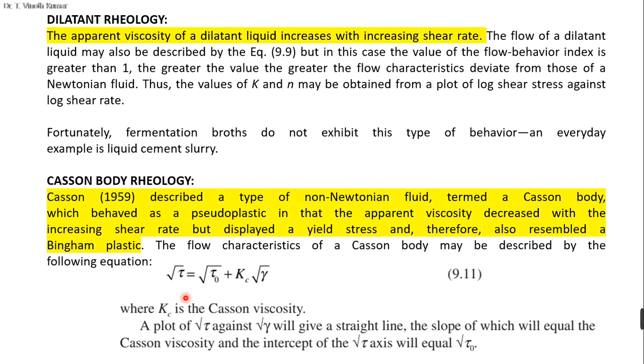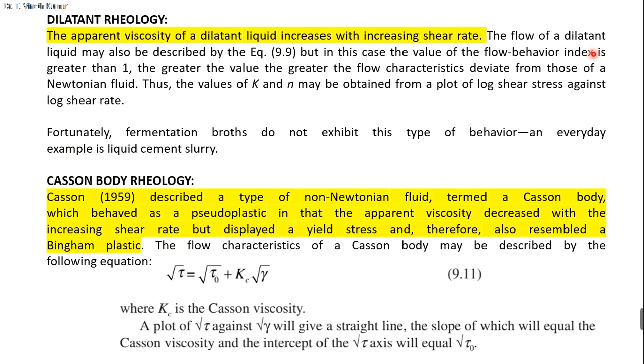And the next type of rheology is the dilatant rheology, the rheological property of the fluid. The apparent viscosity of dilatant liquid decreases with increasing the shear rate. That's why I told that the dilatant, maybe, is originated from the Newtonian fluid, but with the increase of shear rate, the viscosity decreases. Okay, so that is the one. For this one, the formula is the same thing.